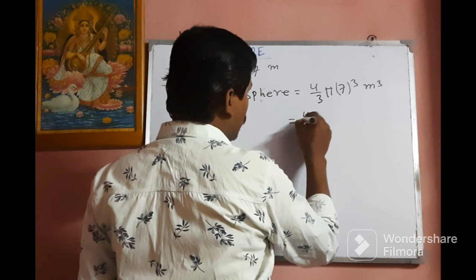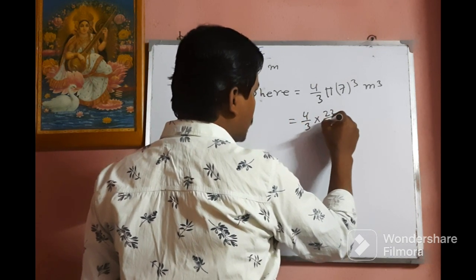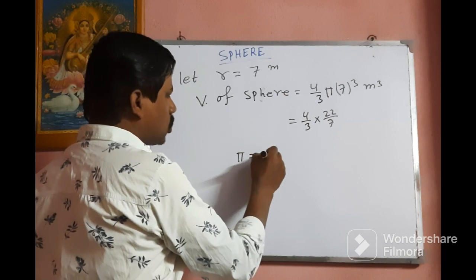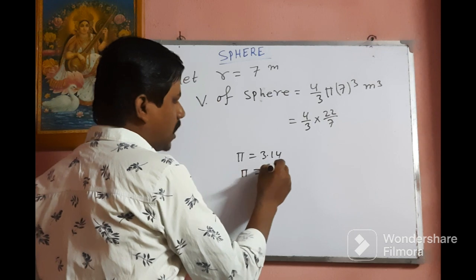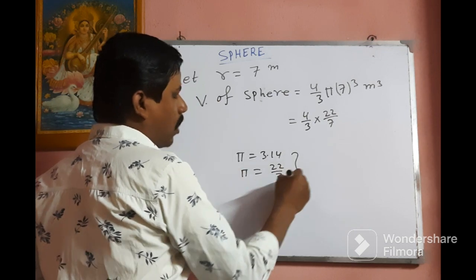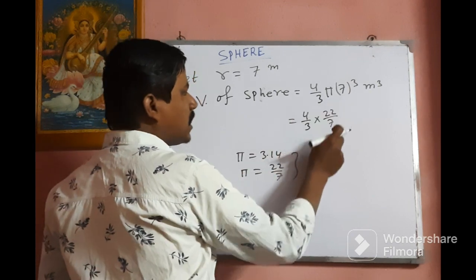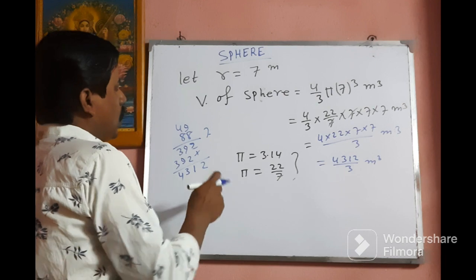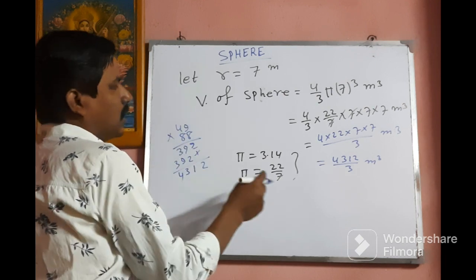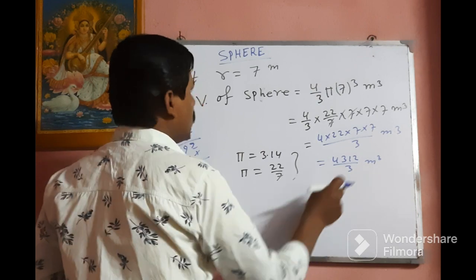Then calculating, we get 4 by 3 and pi will be 22 by 7. Pi is equal to 3.14 or pi is equal to 22 by 7. According to your information, you can use it. We are using pi is equal to 22 by 7. Now after calculating, we get the volume of the sphere is equal to this one.